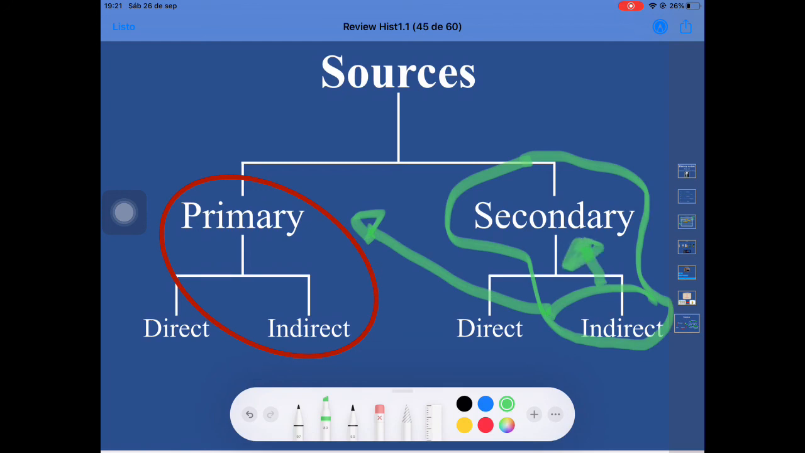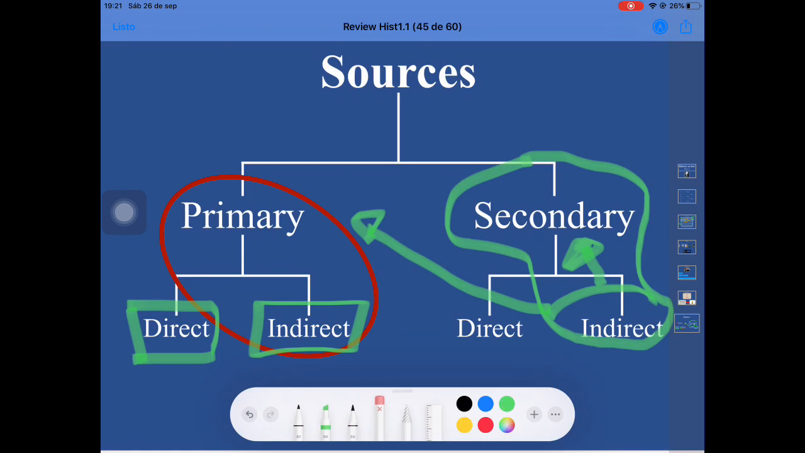So what is the difference between direct and indirect sources? Well, in direct sources, the one that is writing or producing this source is intending to leave a testimony behind for history. The author of this source wants to leave a testimony for history, and in indirect sources, they are not. They just leave some testimony behind, but they don't even realize they are doing that. They are not leaving this testimony behind for historians to use it. They are just producing something, and this something is going to stay there for history.